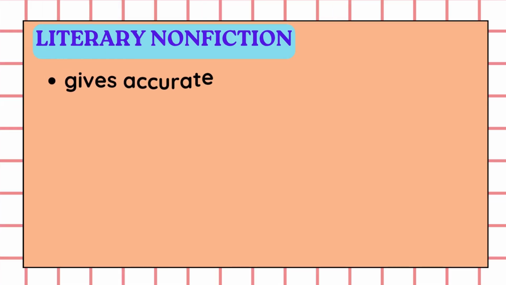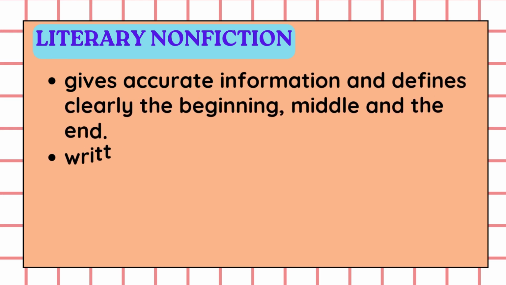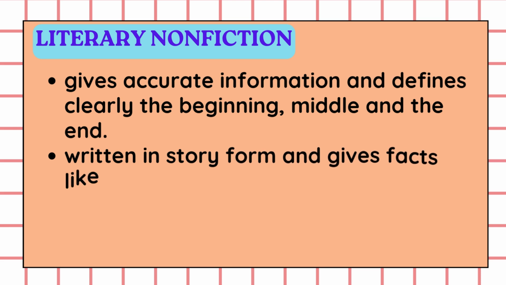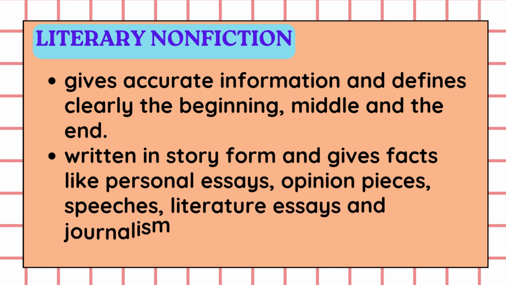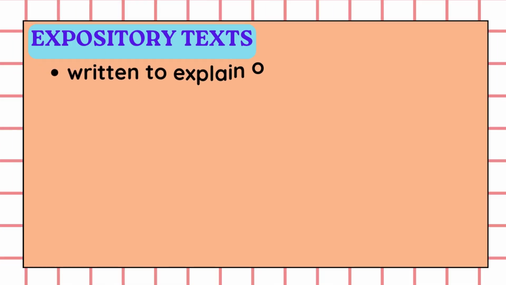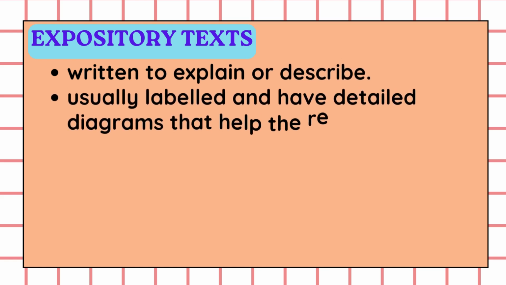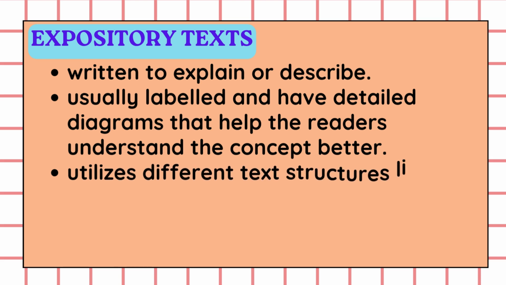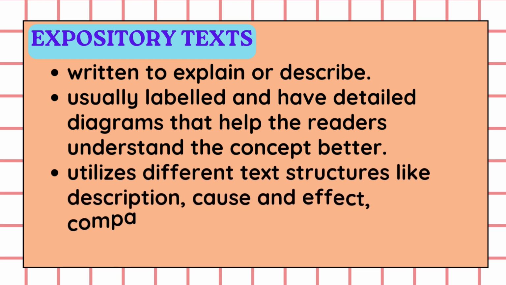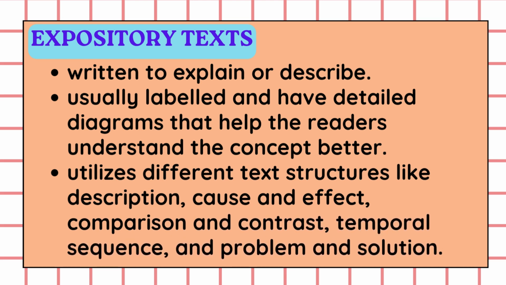The literary nonfiction type usually gives accurate information and defines clearly the beginning, middle, and the end. It is written in story form and gives facts, like personal essays, opinion pieces, speeches, literature essays, and journalism. Expository texts are written to explain or describe. They are usually labeled and have detailed diagrams that help the readers understand the concept better. This type utilizes different text structures like description, cause and effect, comparison and contrast, temporal sequence, and problem and solution.